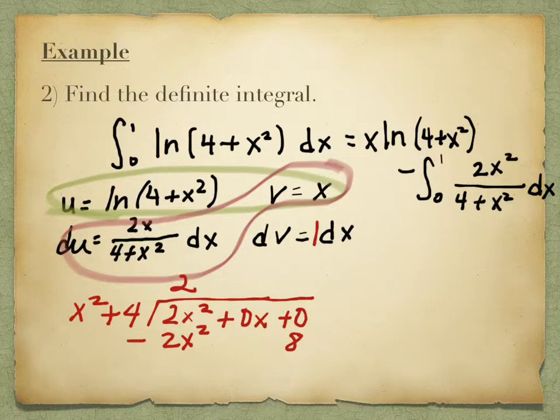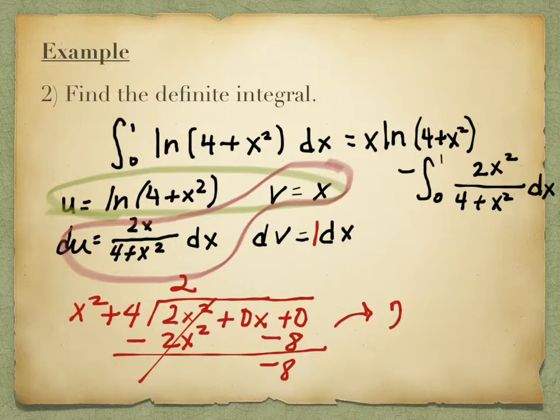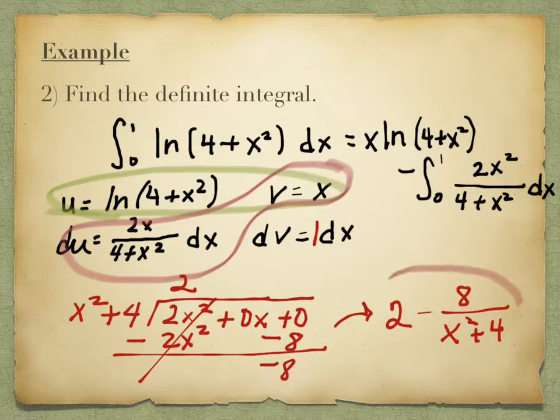And then I need to subtract these, right? So these cancel out, which was the whole point. And then I end up with negative 8 at the bottom. So this actually results in a quotient of 2. The remainder is 8 over the divisor, which is x squared plus 4. So when I'm going back with my problem, this right here is going to replace this right here. Those are equivalent quantities.